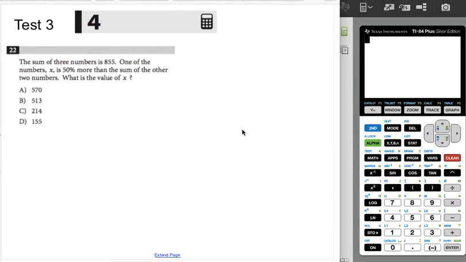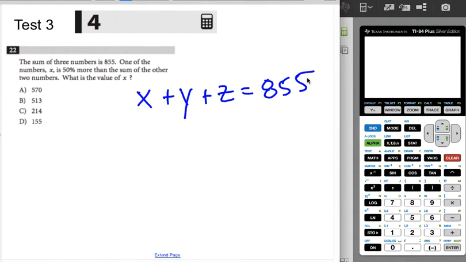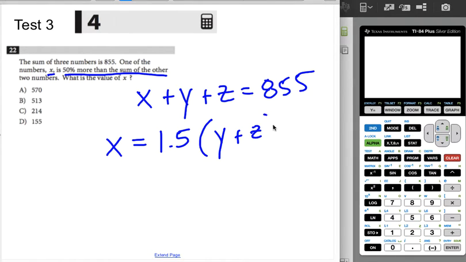So here's what we know. I'm going to call them x, y, and z. So x plus y plus z is 855, right? I know that x is 50% more than the sum of the other two. So x is 1.5, meaning 100% and 50% more, of this sum. Meaning I could replace the y plus z with an x divided by 1.5.